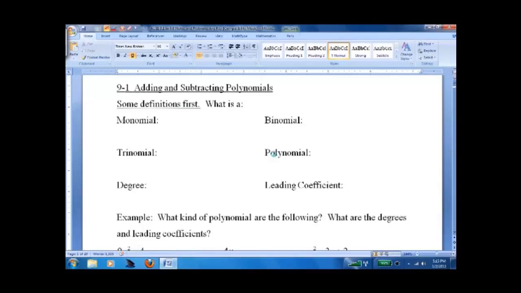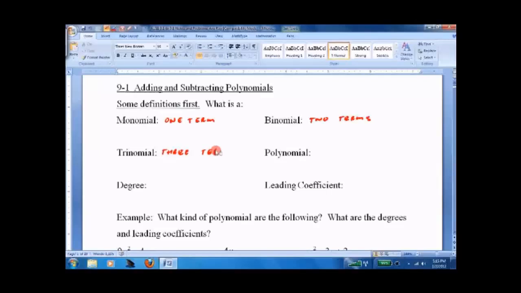Lesson 9.1, adding and subtracting polynomials. Before we get into that, let's put some definitions together. What's a monomial? That's one term. Binomial is two terms. Trinomial is three terms.